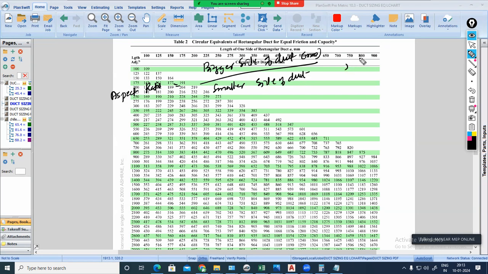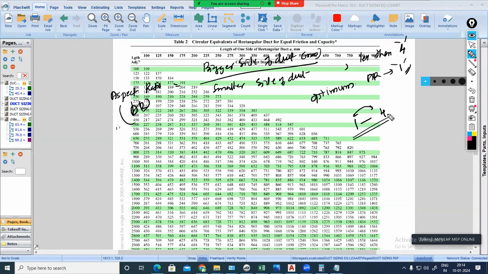This ratio should be less than 4. Aspect ratio should always be 4:1 or 1:4. Optimum aspect ratio is 1 only. Aspect ratio between 1 to 4, any sizes are permissible. Less than 1 or higher than 4 is not permissible.